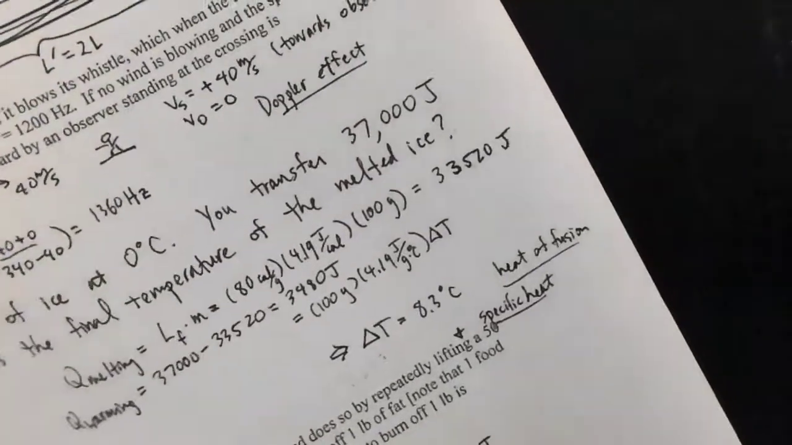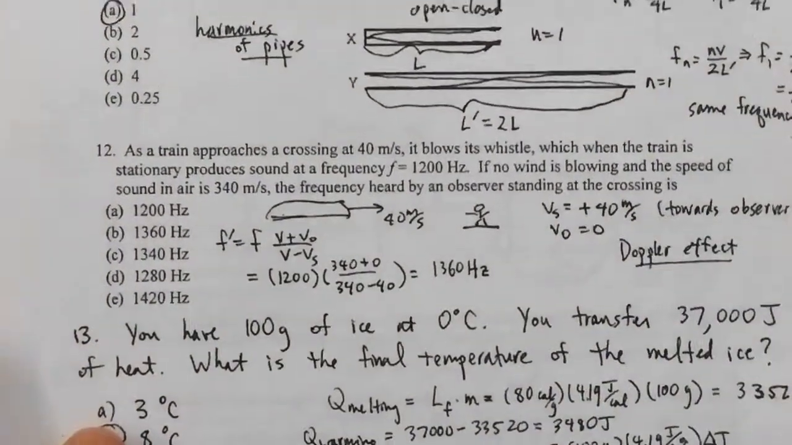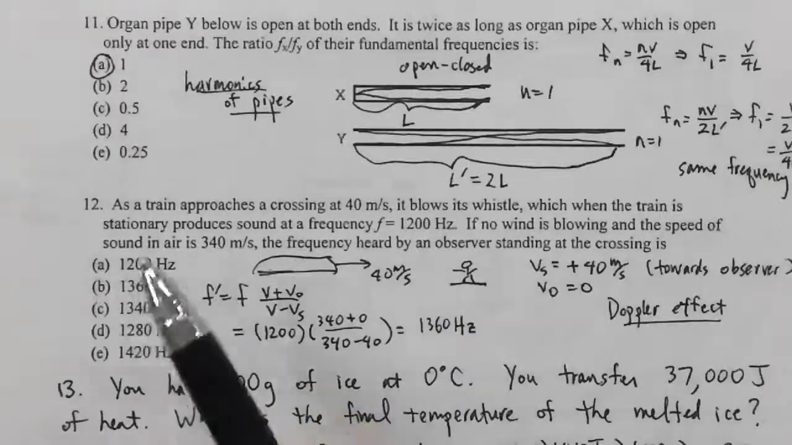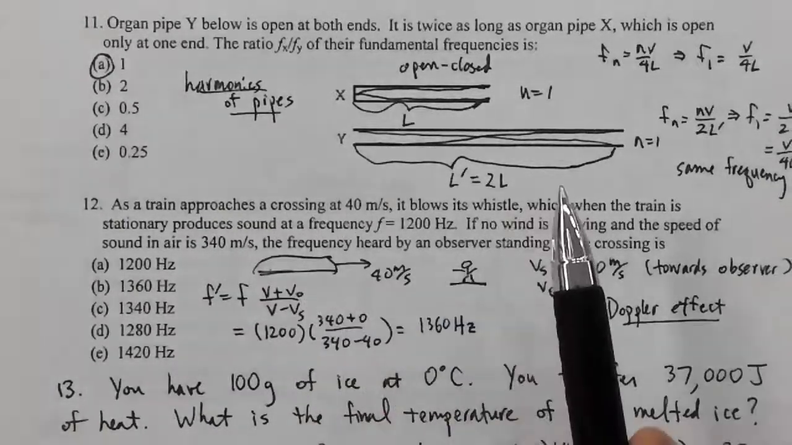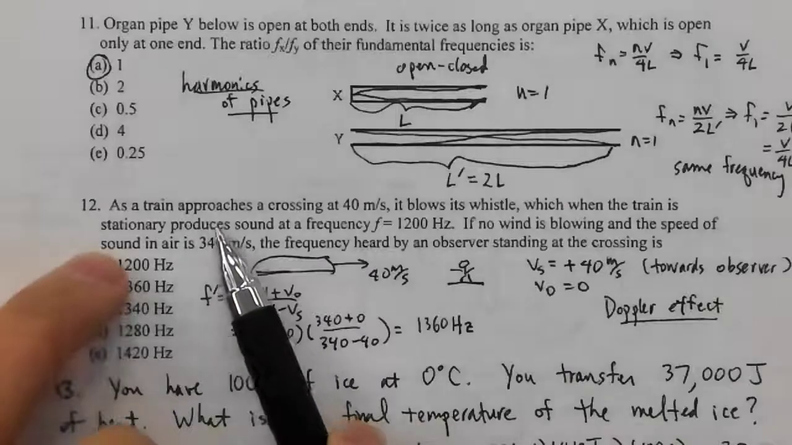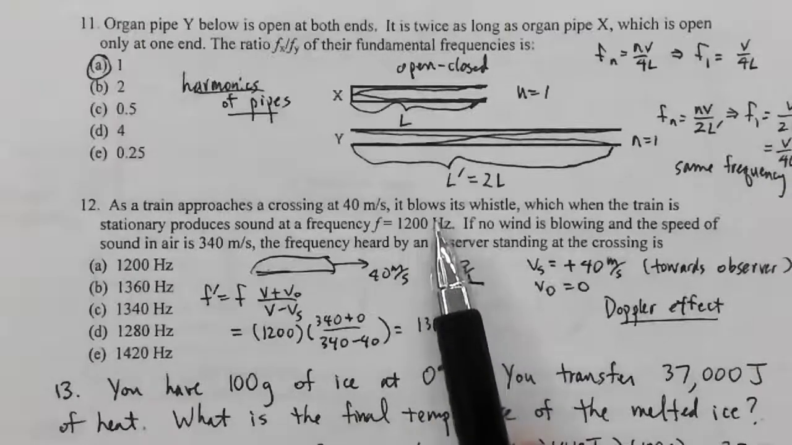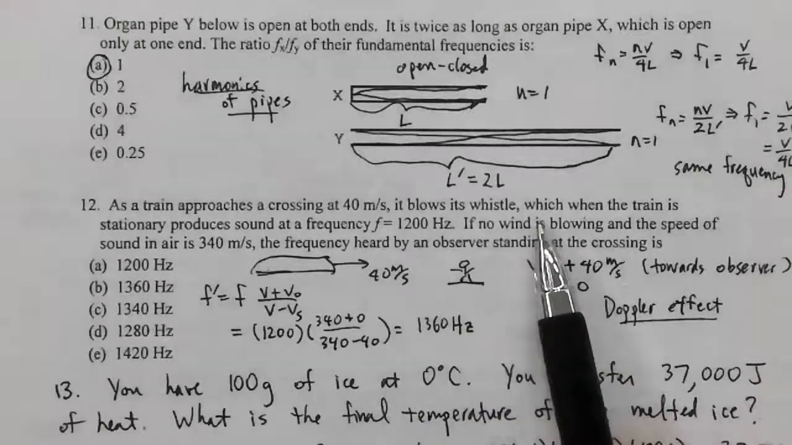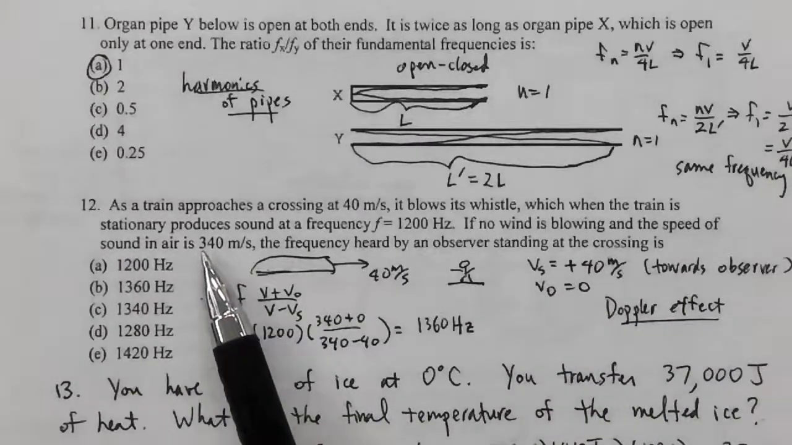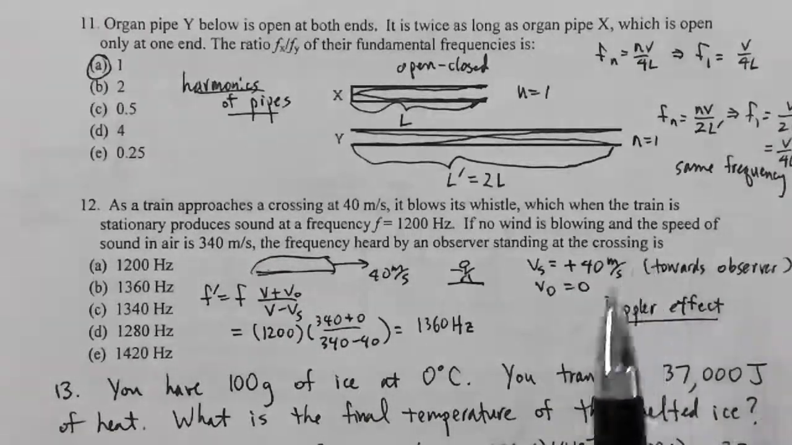This is coming from practice problems 3H. We do number 12 for a nice Doppler problem. As a train approaches a crossing at 40 meters per second, it blows its whistle, which when the train is stationary produces a sound at a frequency of 1,200 hertz. So the natural frequency of the whistle is 1,200 hertz. If no wind is blowing and the speed of sound in air is 340 meters per second, the frequency heard by an observer standing at the crossing is what?